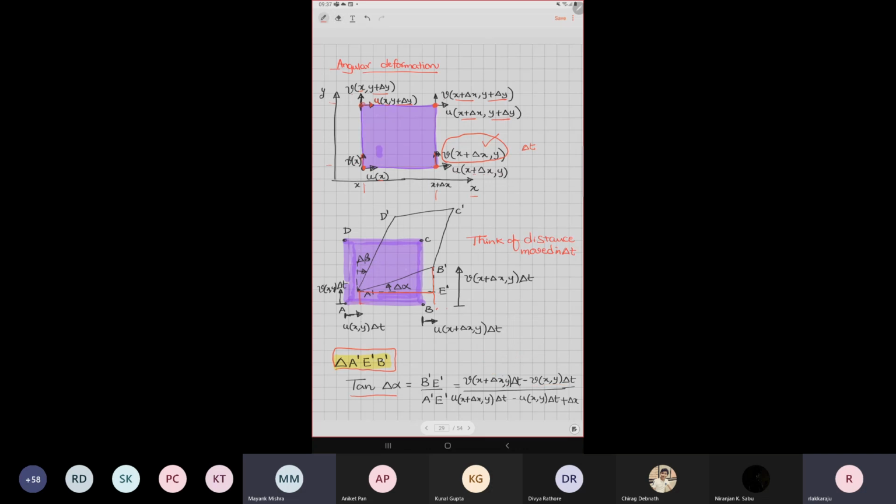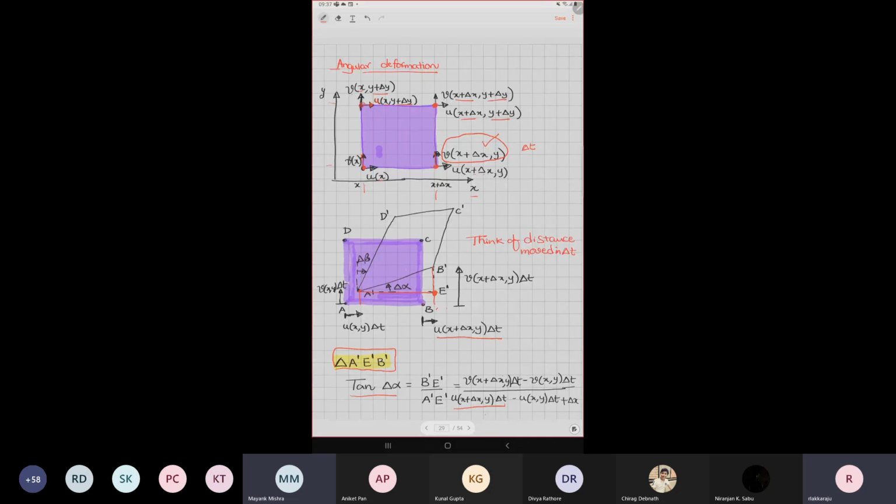Similarly, look at A prime to E prime. What do I have to do? First, let us look at how far this point B really moved to E prime. That is U at x plus delta x comma y multiplied by delta t. This is the distance it has moved.